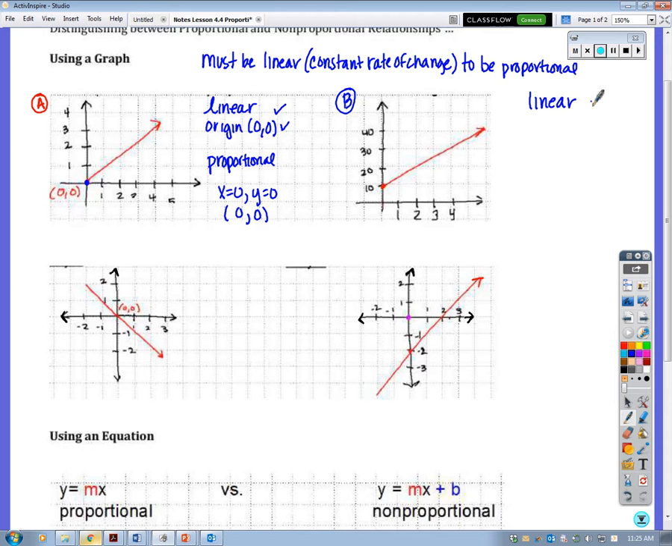Okay, so back to B here. We're checking it's linear. It is a straight line, does have a constant rate of change. And then we are checking to see if it crosses our origin. And in this case, this line does not cross our origin. It has a y-intercept of 10. So when we look at the origin of 0, 0, it does not cross that. So instead, when x is 0, y equals 10. So its b value, or its y-intercept value, is 10. Remember, that's our y-intercept. And that means that this is non-proportional.